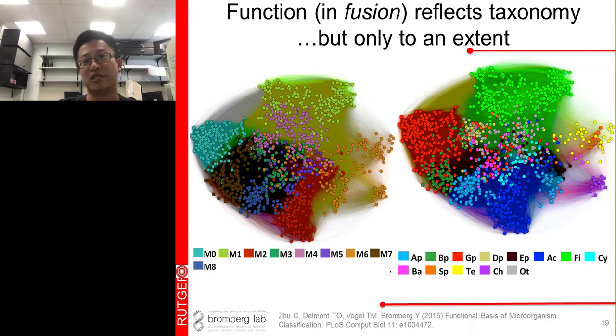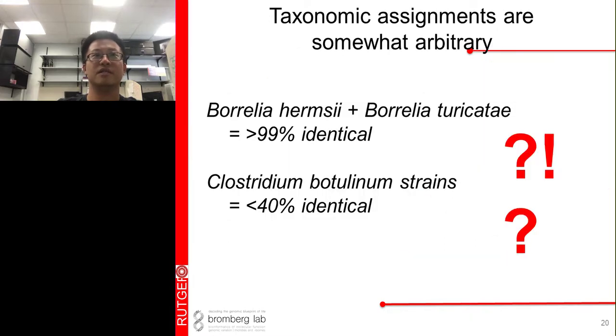The subnetwork is totally driven by functional similarity, but the current taxonomy is not, because it is somewhat arbitrary, like what I mentioned in the beginning about Darwin. So I'll give you an example here. At the top, these two Borrelia species are functionally more than 99% identical. However, they cause different subtypes of disease, and we just decided to put them into different species.